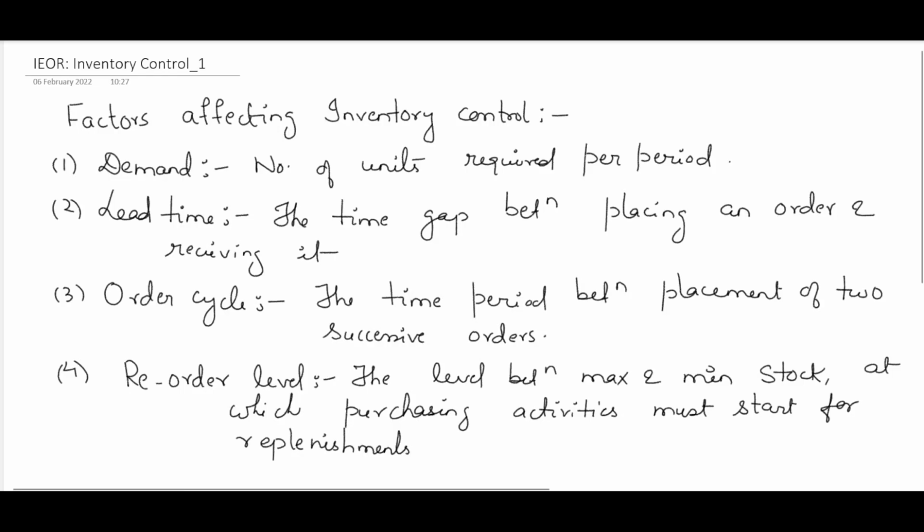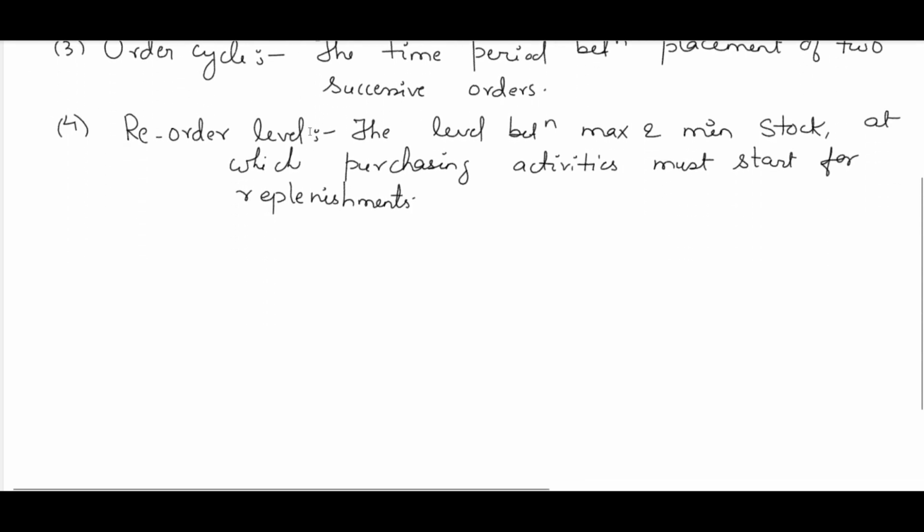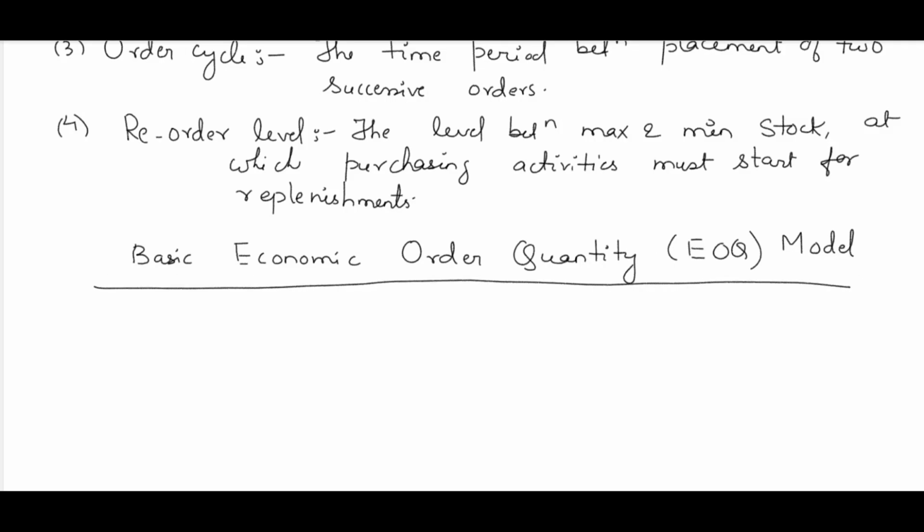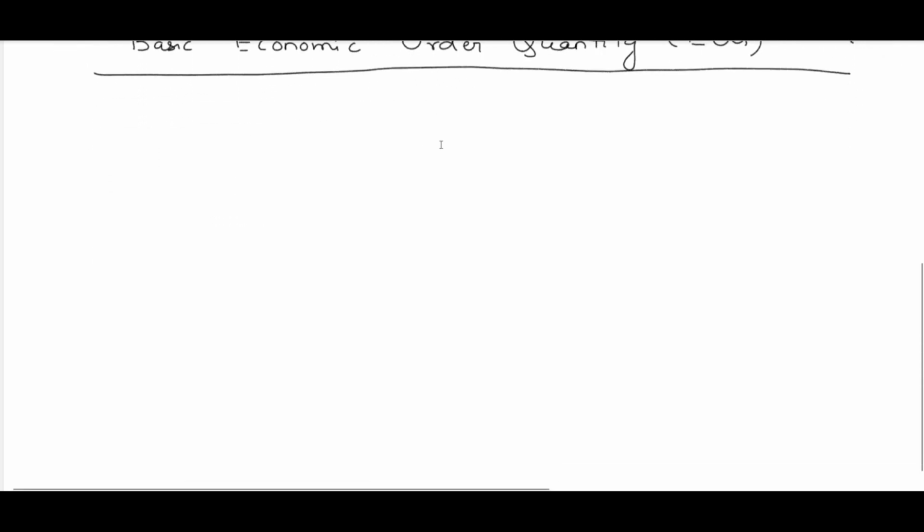These terms will be very much clear to you when we work out the problems. So these are the terms. You should be very much acquainted with these terms. And now I will start the basic EOQ model. Basic EOQ means economic order quantity, EOQ model. This is the simplest one. In this we have so many assumptions.